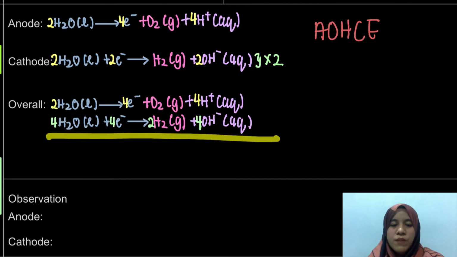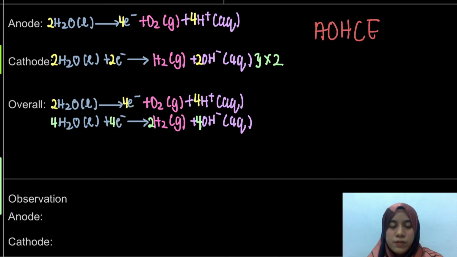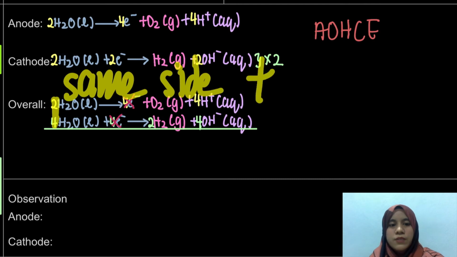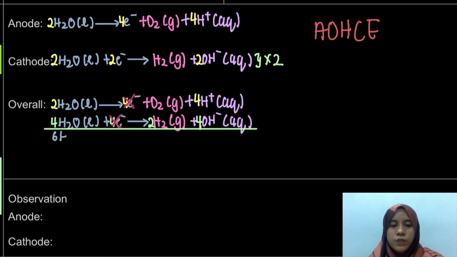Okay, so we can simplify it by first simplifying the electrons. And then remember, on the same side, we will be adding the species. If on the opposite side, we will be removing. So for the H2O here, we have it on the same side. So 4 plus 2 is 6. So it will first be 6H2O liquid. The electrons are removed already. We have our O2 gas plus 2H2 gas. And then we have our equals.